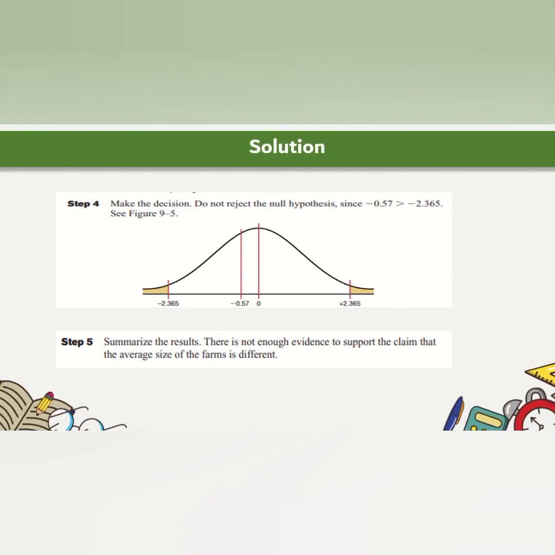And step 4, make the decision. Do not reject the null hypothesis since negative 0.57 is greater than negative 2.365. We summarize the results: there is not enough evidence to support the claim that the average size of the farms is different, since negative 0.57 doesn't fall in the critical region.